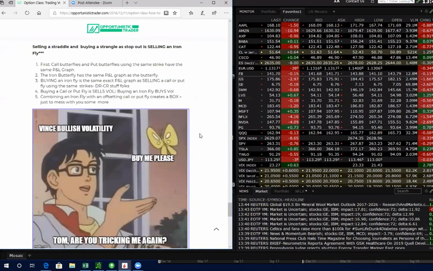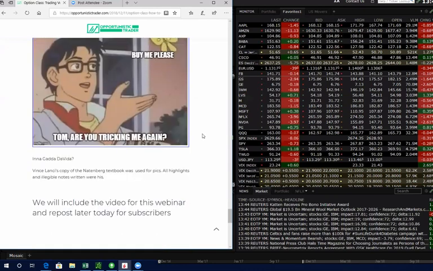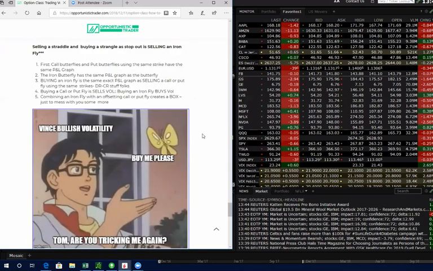The iron butterfly, wait for it, has the same P&L graph as the butterfly, but buying an iron fly is buying vol. Selling a regular fly is buying vol. So buying an iron fly is the same exact P&L graph as selling a call or put fly using the same strikes. Debit, credit stuff, folks. And that's where Tom's accounting comes in.